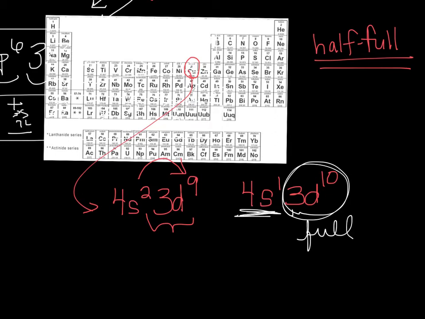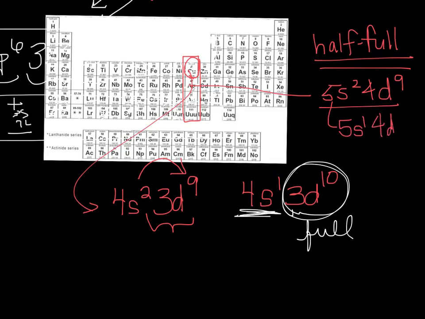And so again, for the purposes of our class, we're going to simplify, and we're just going to assume that anything in this column, even for example silver, which we would expect to end with 5s2, 4d9, is also going to end with 5s1, 4d10.